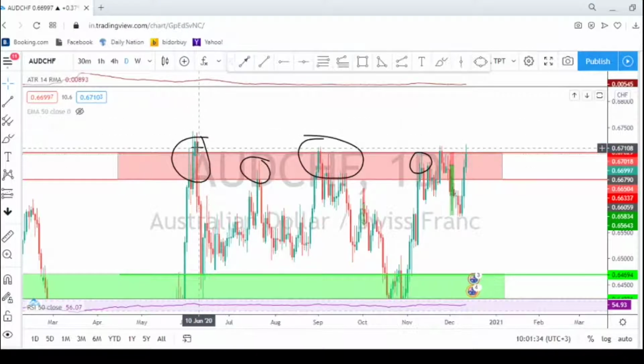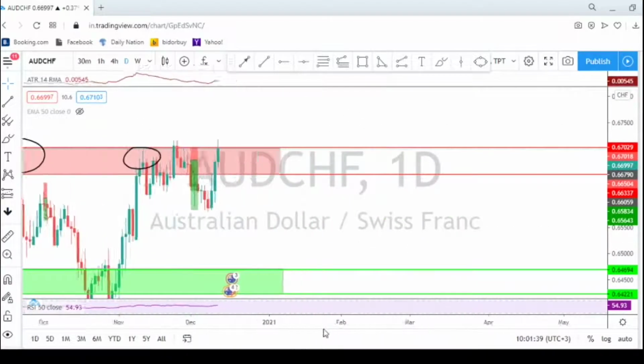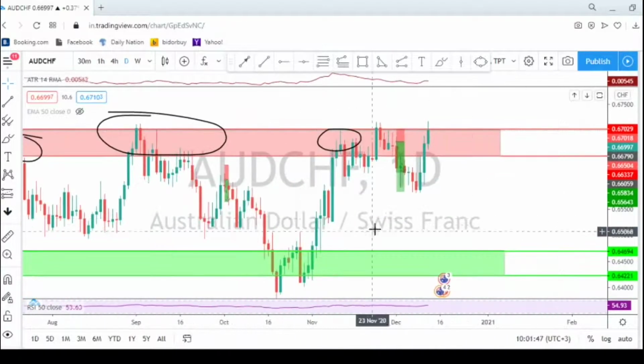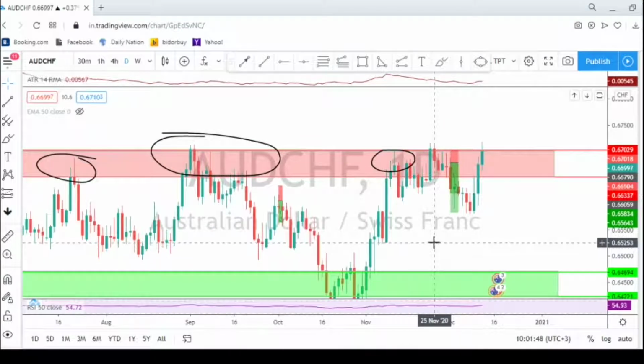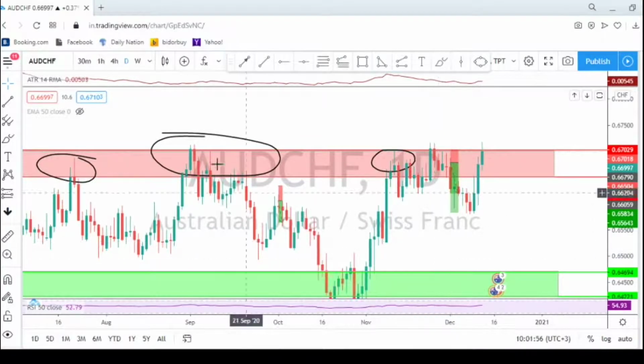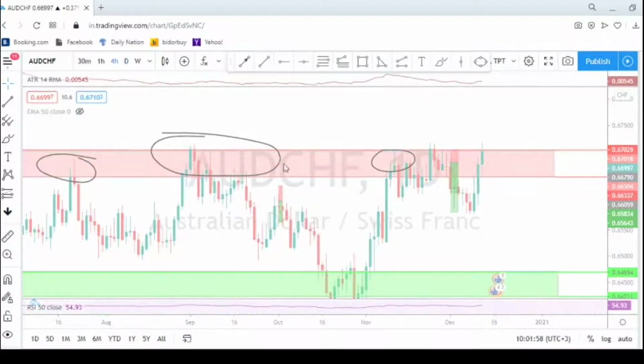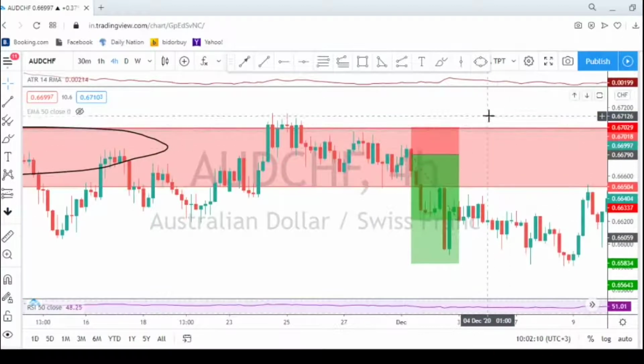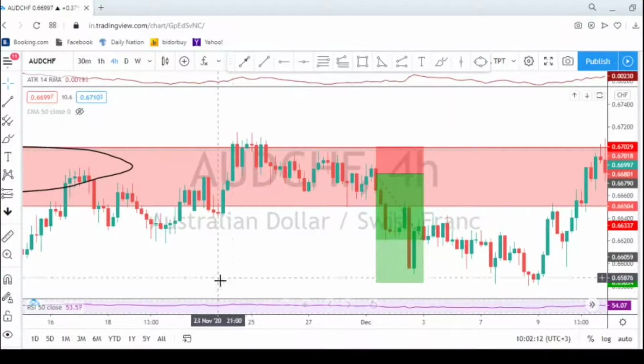Every time the market got up here, it was rejected 1, 2, 3, 4 times, and when this market got up here again, it is likely to get rejected. So I came to a 4-hour time frame where I get another signal that this market is likely to go to the downside.